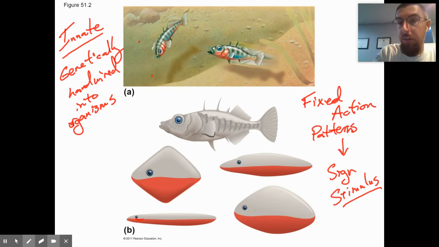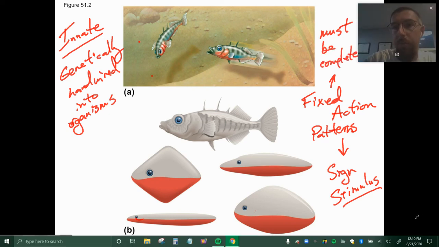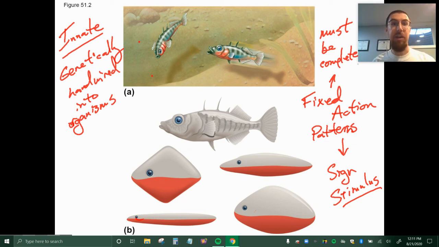The one other last thing we should jot down here, because it is important, is that fixed action patterns must be completed if they are started. Must be completed. Fixed action patterns, if they are initiated by a sign stimulus, must be completed to their end point. They can't be stopped halfway through, which is a weird, unique quality of these types of behaviors.